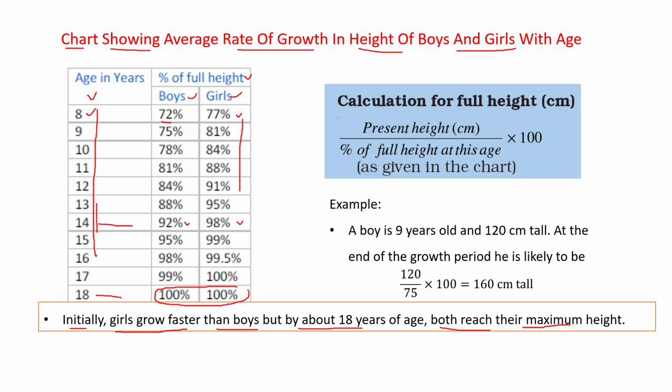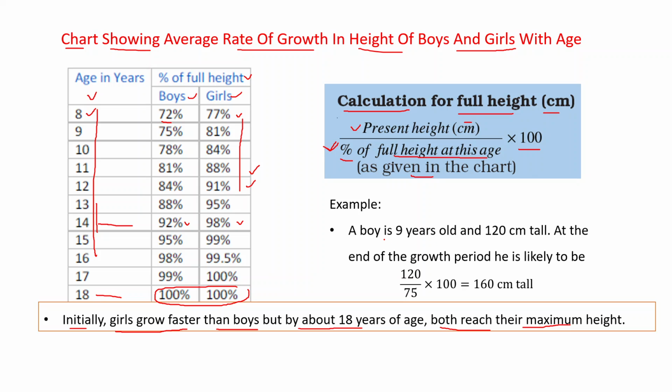And we can also find out what will be the full height at the age of 18, with the help of this chart, by using this formula. Calculation for full height in centimeter: we use present height in centimeter, you can measure yourself. Then divide by percent of full height at this age, this value we will see from this chart, multiplied by 100.